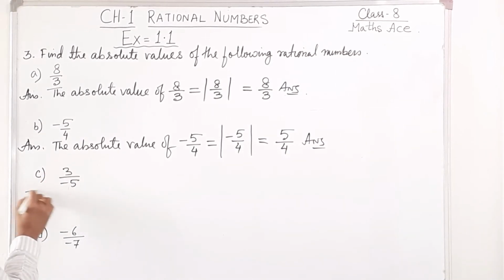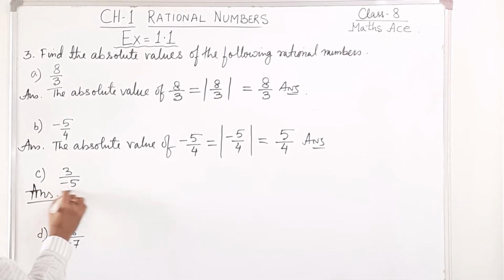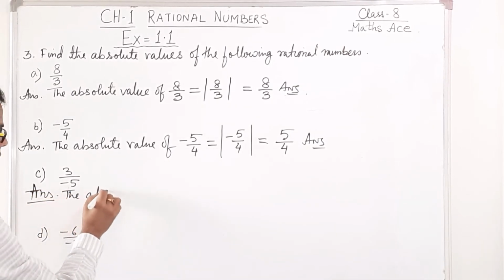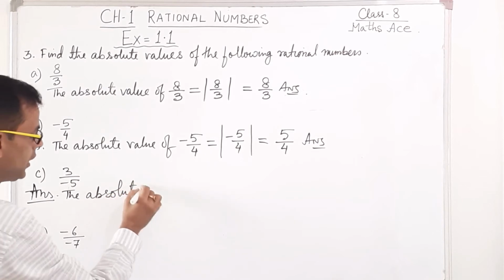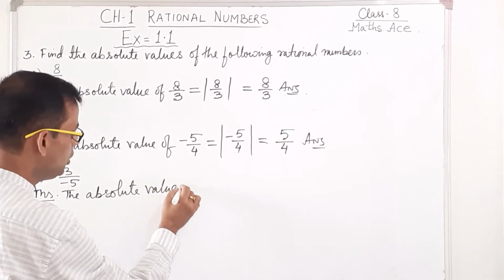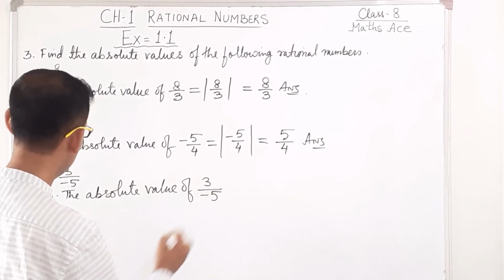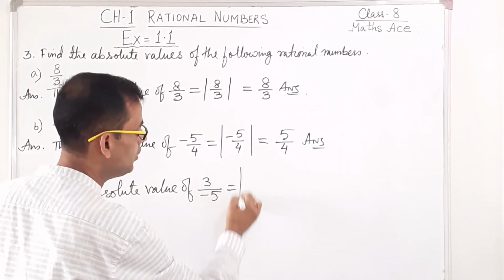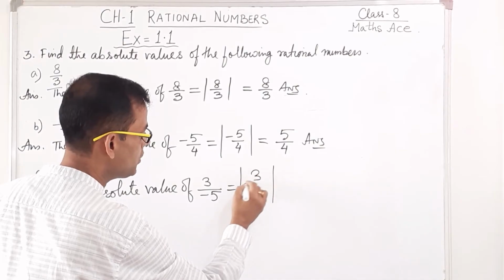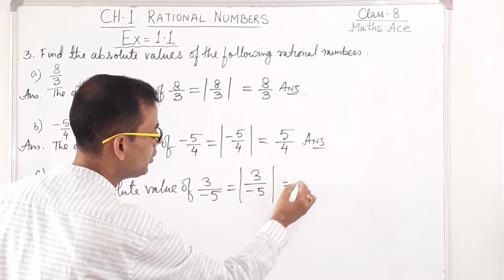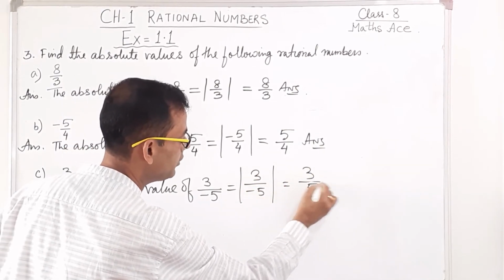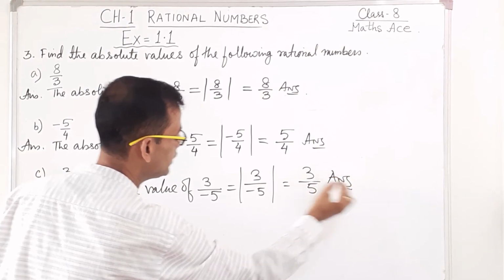Then the next one, okay, let me write answer. The absolute value of 3 by -5 equals, I will put the absolute symbol, 3 by -5, and what will come, only 3 by 5, and this is the answer.